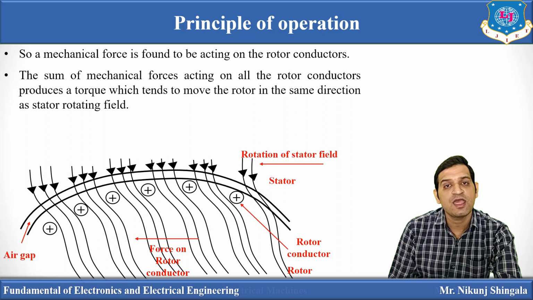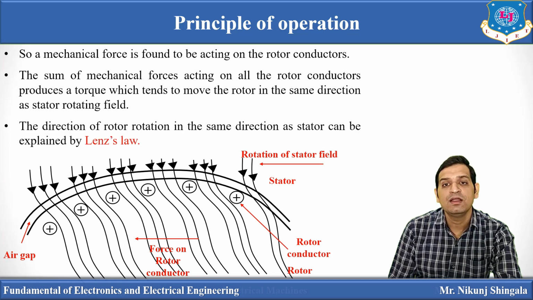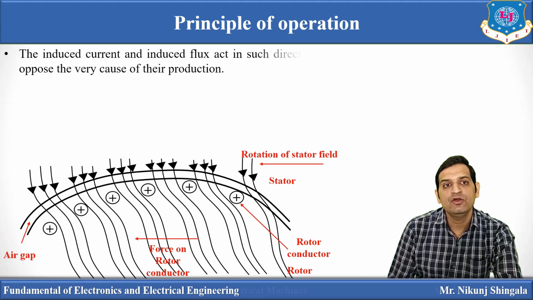Now why is the direction the same? That answer can be given by Lenz's law. The direction of rotation, the same as that of the stator, can be answered by Lenz's law. We know the induced current and induced flux act in the same direction so as to oppose the very cause of their production.